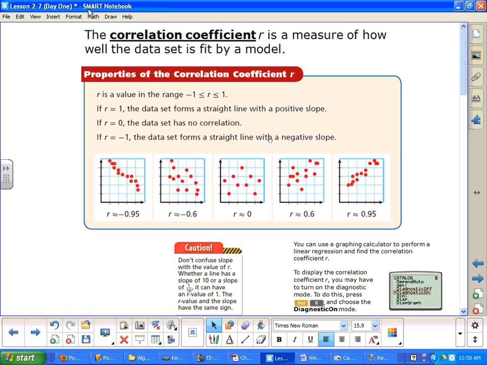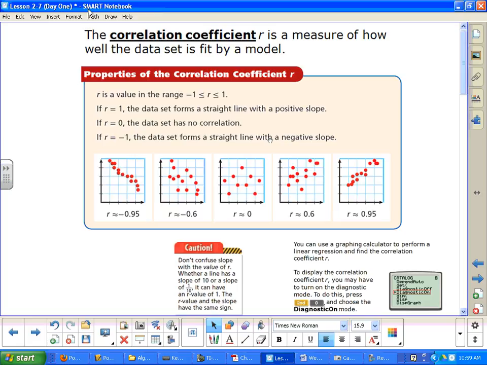Where if it's like -0.6 or positive 0.6, then you can still see that it has a negative correlation with the negative or a positive correlation with the positive one, but it's pretty scattered. And then if you got one that really doesn't have a correlation, where everything's all over the place, it might be 0.